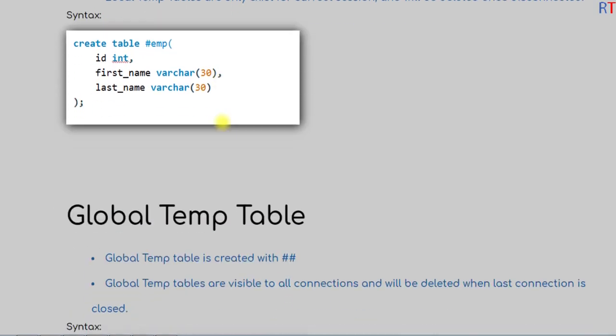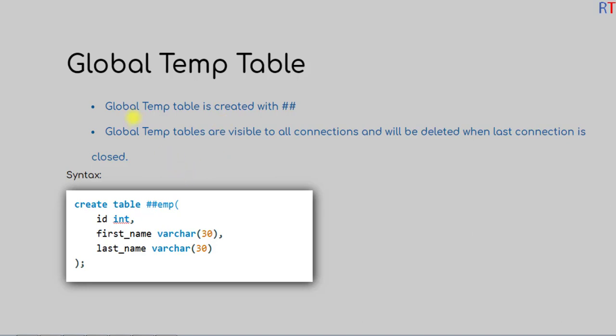Now we're going to talk about the global temporary table. The global temporary table is created with a double hash. So the syntax is we write create table and then we use a double hash followed by the name of the table, and this way we can create one global temporary table.